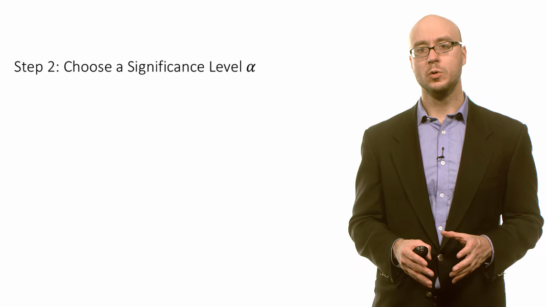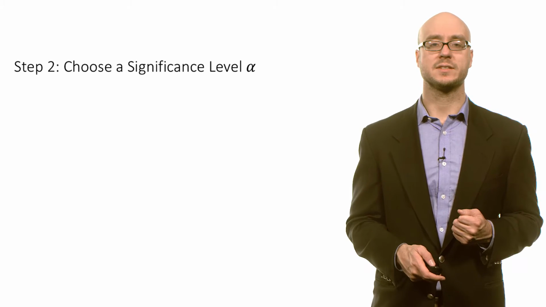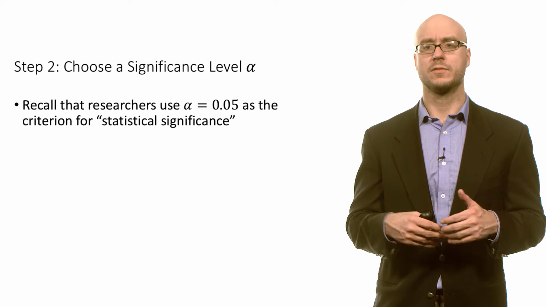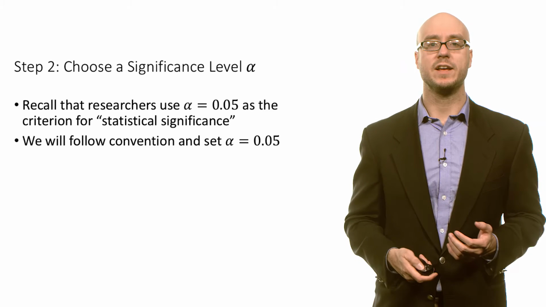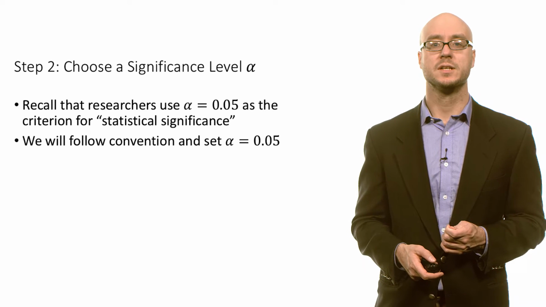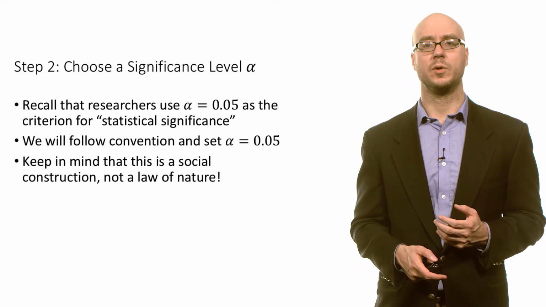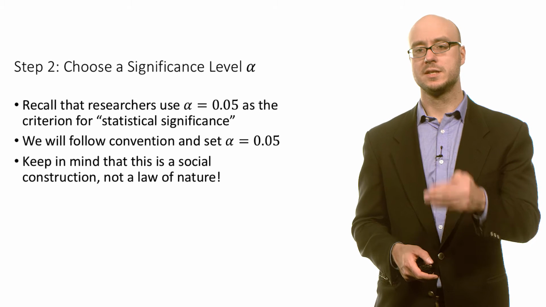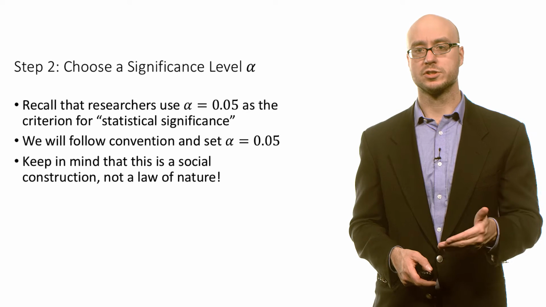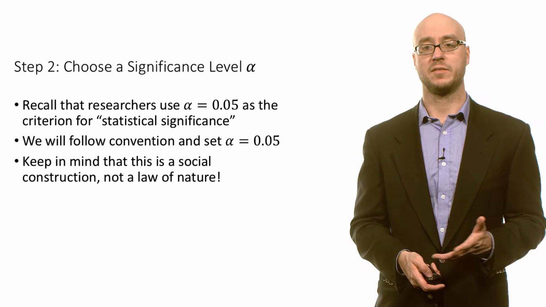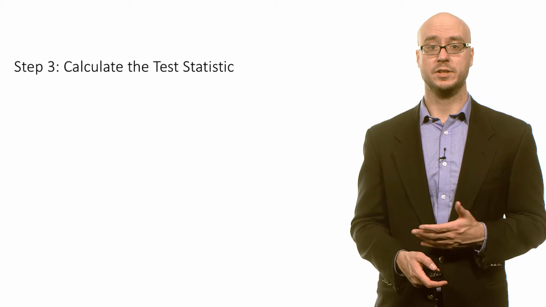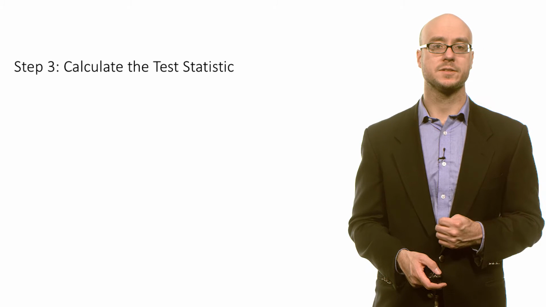For step 2, we choose a significance level alpha. Now recall, of course, that researchers commonly use an alpha of 0.05. By convention, it's the criterion for statistical significance. So we're going to use an alpha of 0.05. But of course, this is not a law of nature. This is a social construction. It reflects the conventions within a particular academic field. 0.05 is very commonly used in the social sciences.